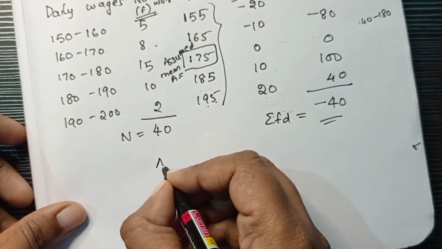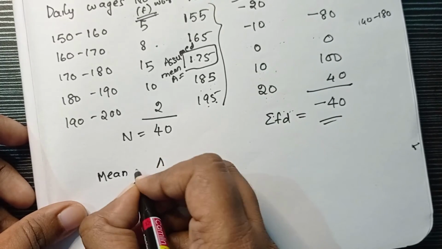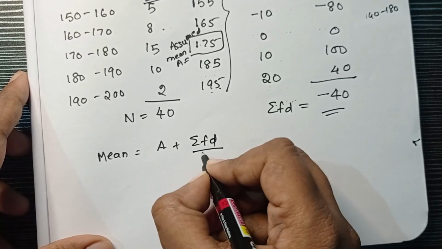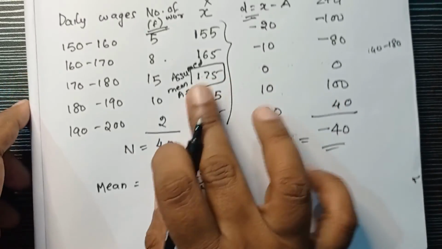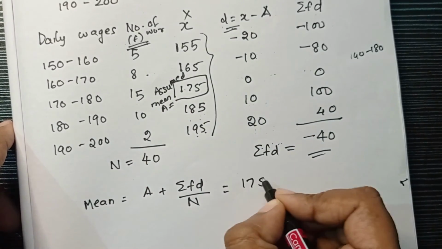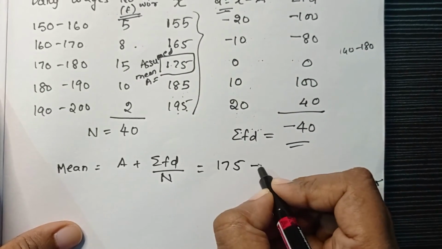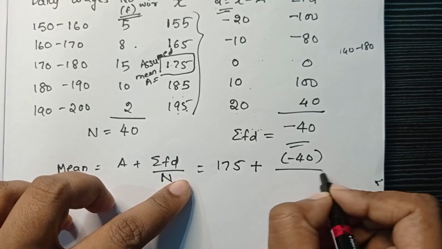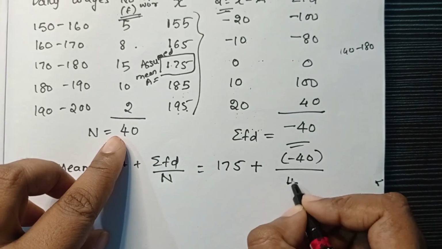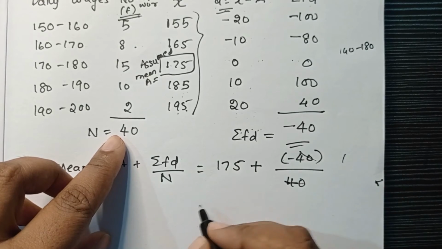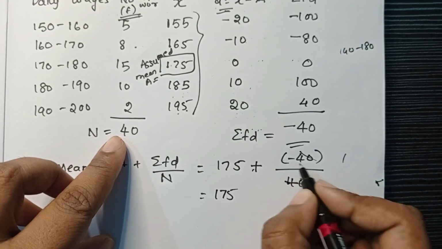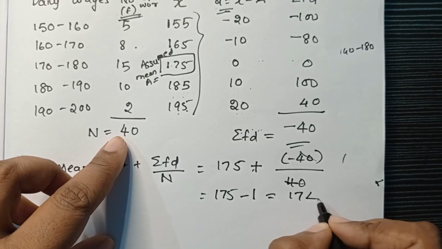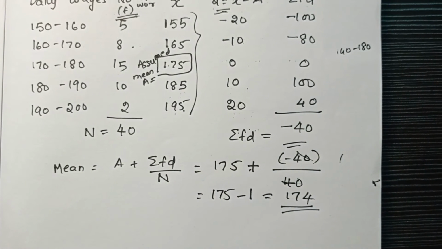Now we know the formula, mean equal to a plus summation fd by n, where a means assumed mean. Here a is 175. So we write 175 plus summation fd, which is minus 40, whole divided by n. N is 40. If we cancel, we get 1. So 175 plus minus becomes minus 1. So 175 minus 1 is 174. That is the final answer.